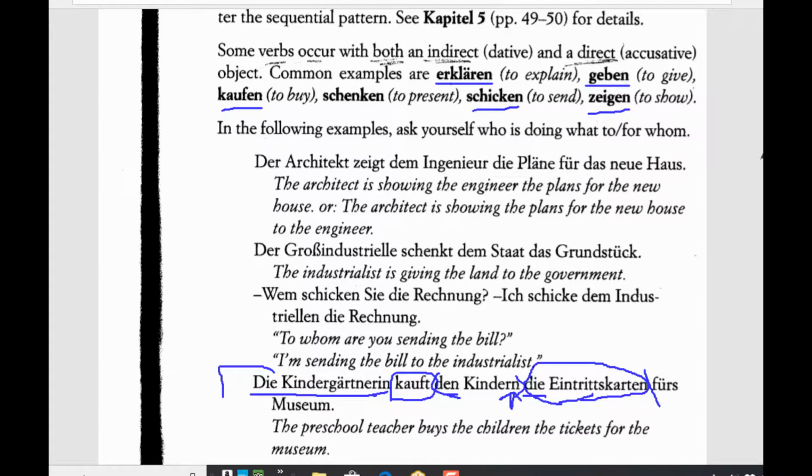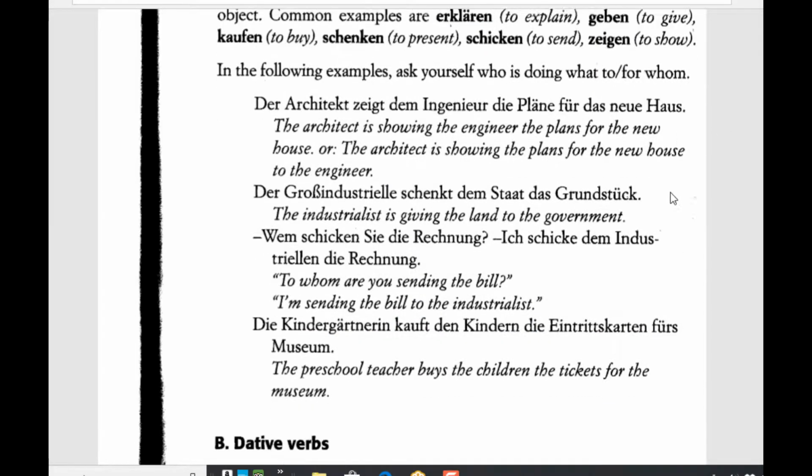Great. Okay, so we did that in quite a bit of detail, don't you think, Matthew?